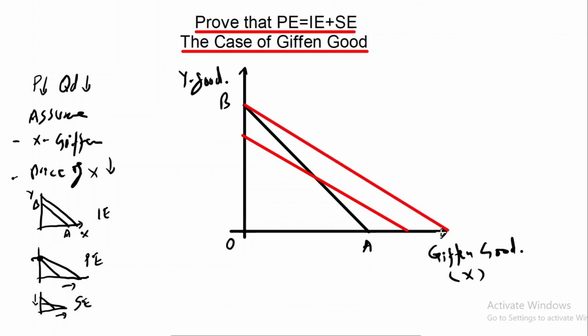So whenever we look into the price effect of a fall in price of x, then the consumer thinks that purchasing power for x increases. Let me remove this line. If I remove this line, this is the price effect that you can see on the screen.